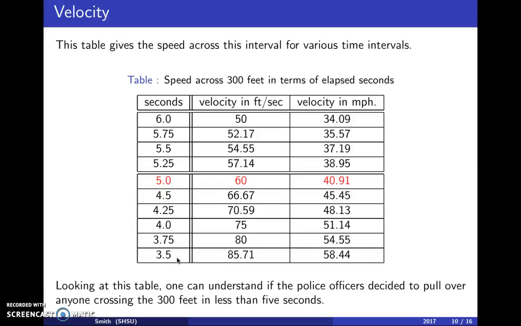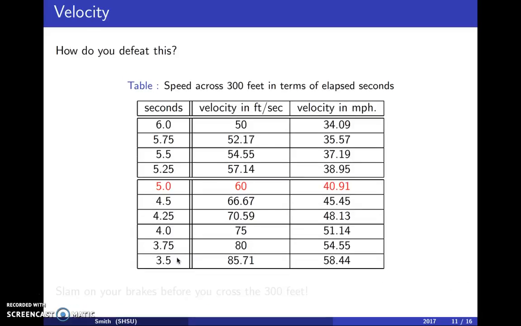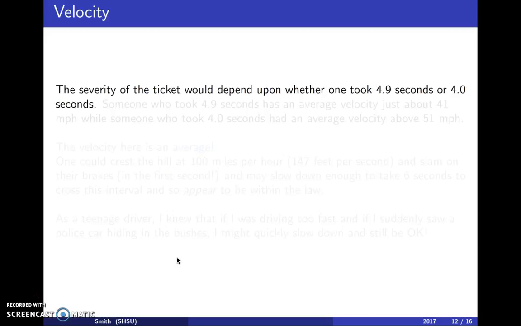Looking at this table, one can understand if the police officers decide to pull over someone crossing that 300-foot patch in less than 5 seconds. How do you defeat this? This is days before radar, and if you're measuring everything by a stopwatch, then what you do is, when you come over the hill and you realize that there's a police car off in the bushes, you slam on your brakes and you slow way down. And as long as you take at least 6 seconds to cross that patch, you look like you're following the speed limit. The severity of the ticket depends on whether or not you take 4.9 seconds or 4.0.